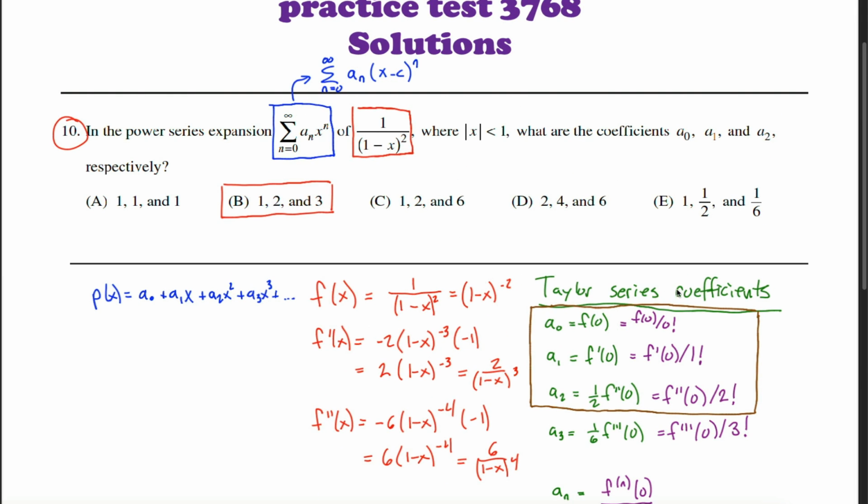Assuming you had these Taylor series coefficients memorized coming into the test, you're done at this point and you're moving on. What if you didn't have these Taylor series coefficients memorized? No problem. You can derive them pretty easily.